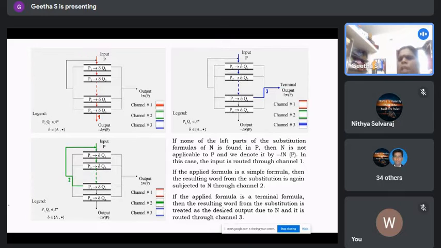So we have to use channel 1, then channel 2, and then channel 3. First, none of the left part of the substitution formula of N is found in P. So N is not applicable to P. For this type of case, we have to route it through channel number 1. Next, we apply the given substitution formula, using channel number 2. Next, we apply the termination formula, using channel number 3.